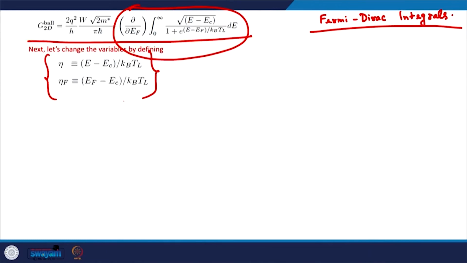Okay. So these are known as the Fermi-Dirac integrals, and the way to evaluate them is to make a change of variables. A new variable eta is defined, which is given as (E minus EC) by KT. Generally in these derivations it is written as Kb times TL. Kb is the Boltzmann constant, TL is the lattice temperature, which we are in short writing as K times T. And another parameter eta f is defined as (EF minus EC) by KT.